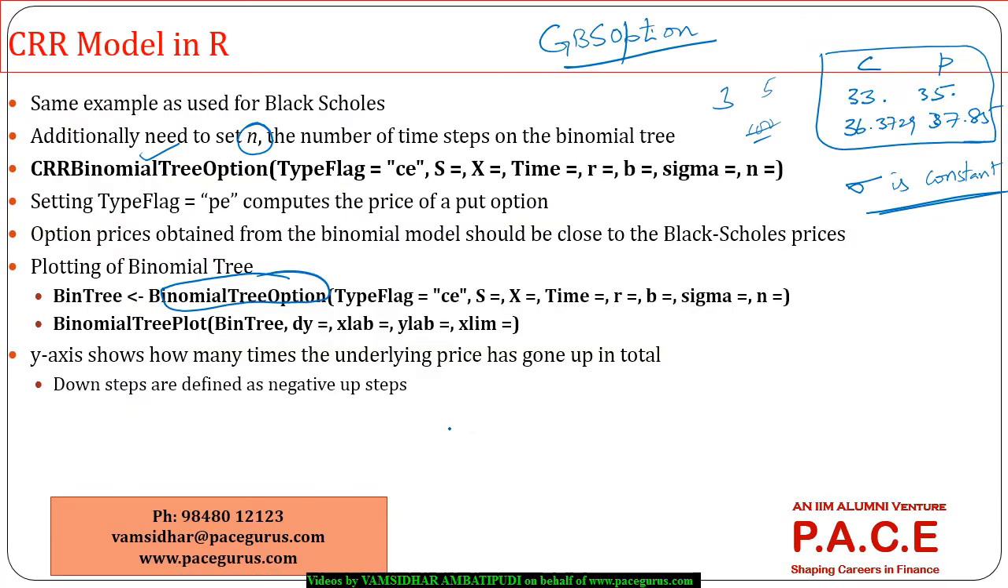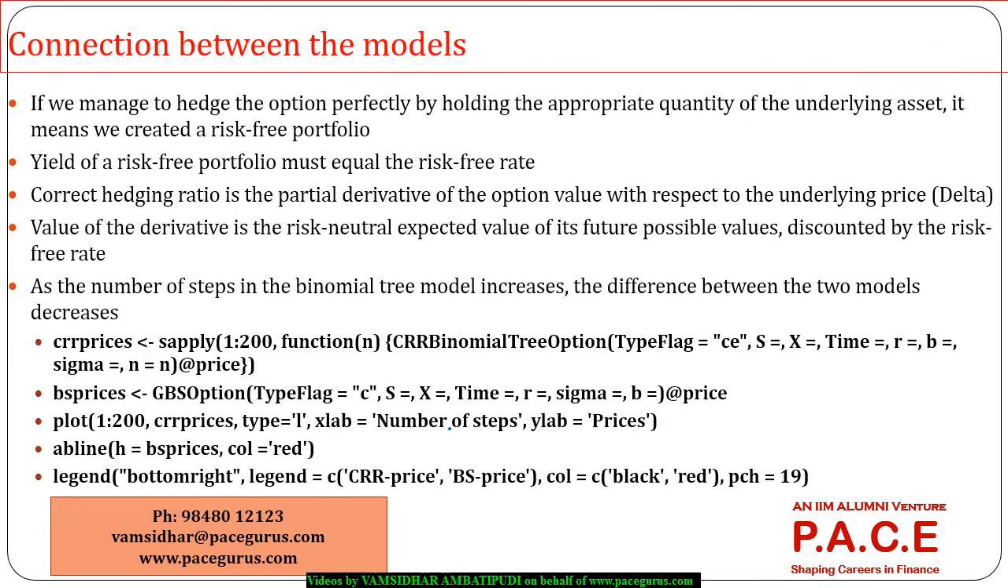Alright. So the y-axis is showing how many times the underlying price has gone up in total. The down steps are defined in negative terms. Now, the connection between the two models, both of them have lot of assumptions, and both of them are more or less similar in many aspects. A few underlying things, if we manage to hit the option perfectly by holding the appropriate quantity of the underlying asset, this is the way we hit the option.